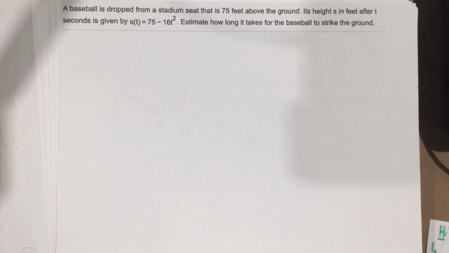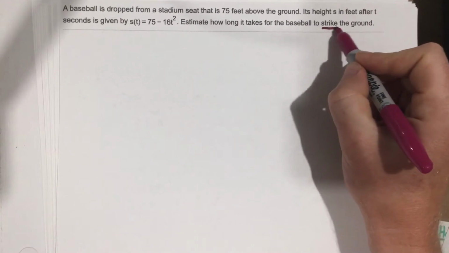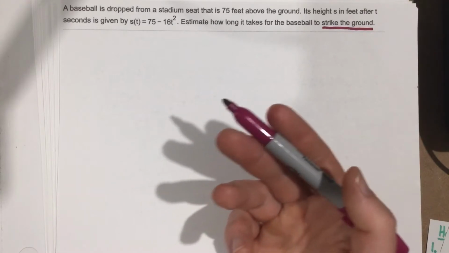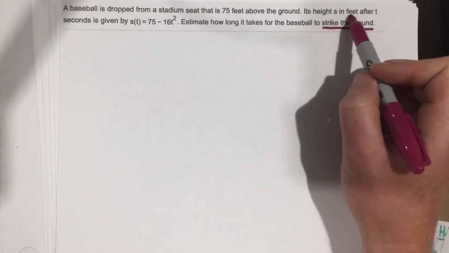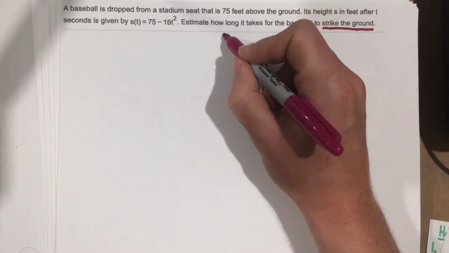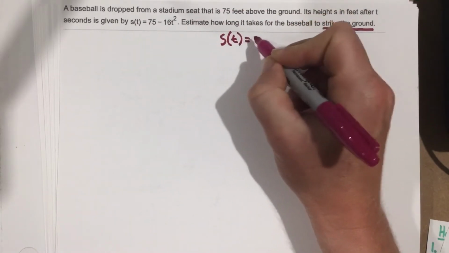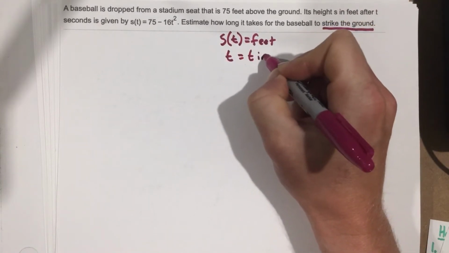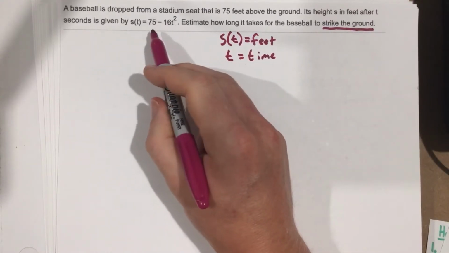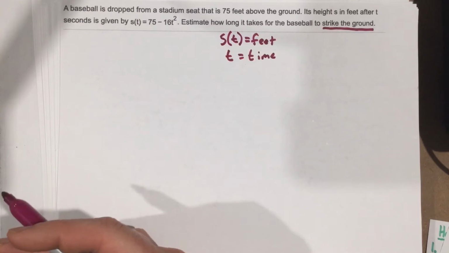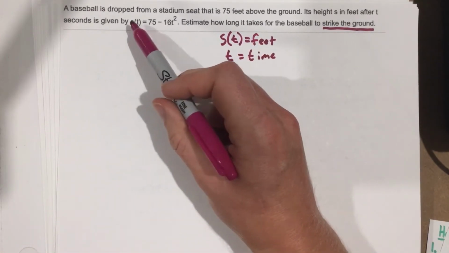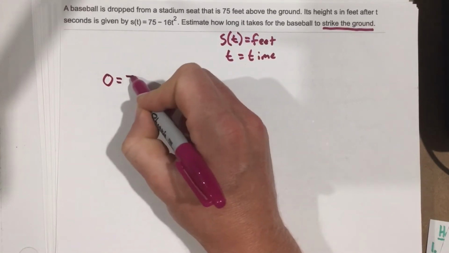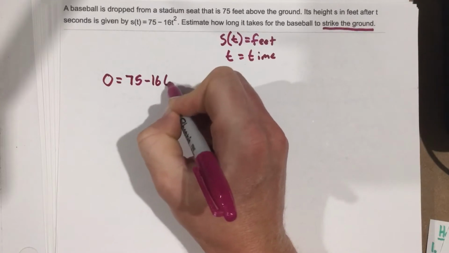Okay, what does it mean for a baseball to strike the ground? Well, in our case, we're talking about height. Well, the height of a baseball when it strikes the ground is 0. So they say s in feet, meaning s of t is equal to feet, and we know t is equal to time. So if we want to solve this equation and figure out how long it takes, what we want to do is we want to set the feet equal to 0 and solve it. So let's go ahead and do that. We're going to say 0 equals 75 minus 16 t squared.